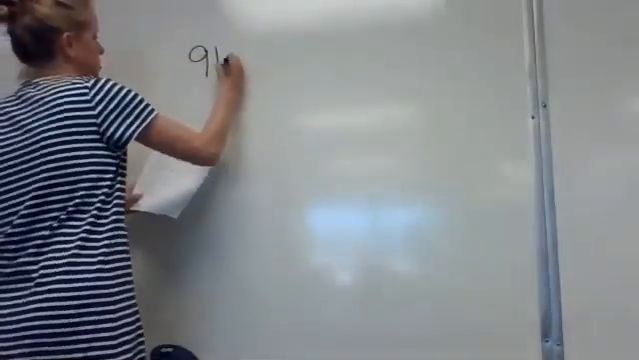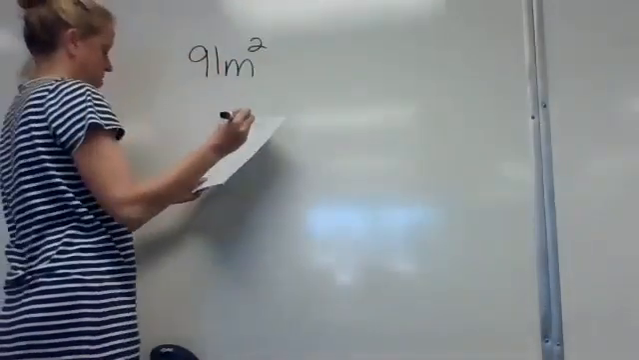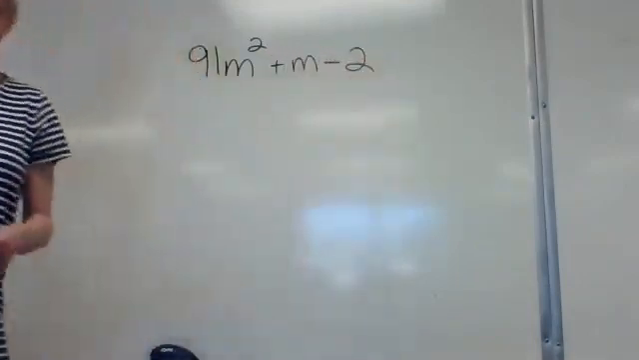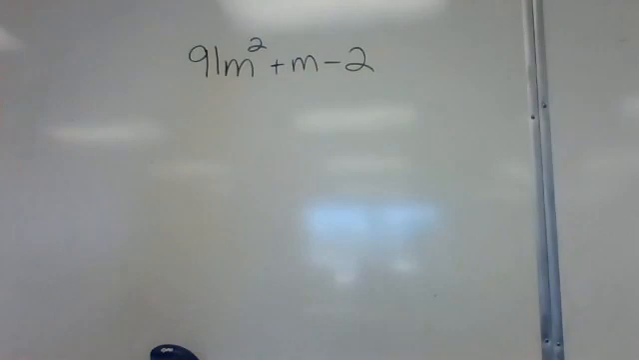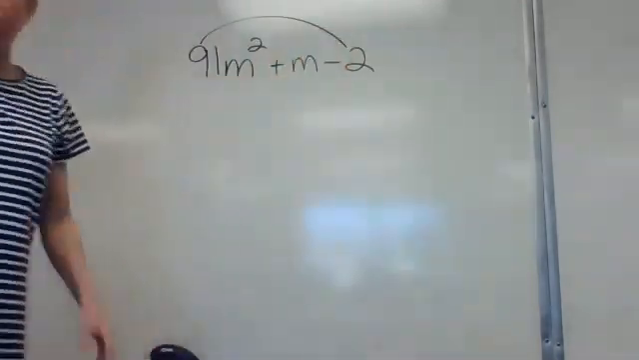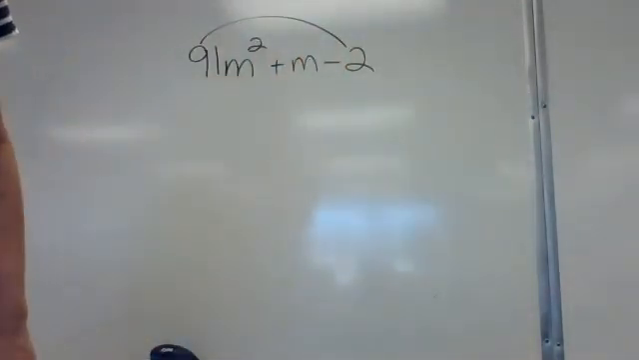Now, number 6 has something a little different. We've got 91m squared plus m minus 2. Right, nothing's in common, so I'm going to go ahead and multiply 91 times negative 2.